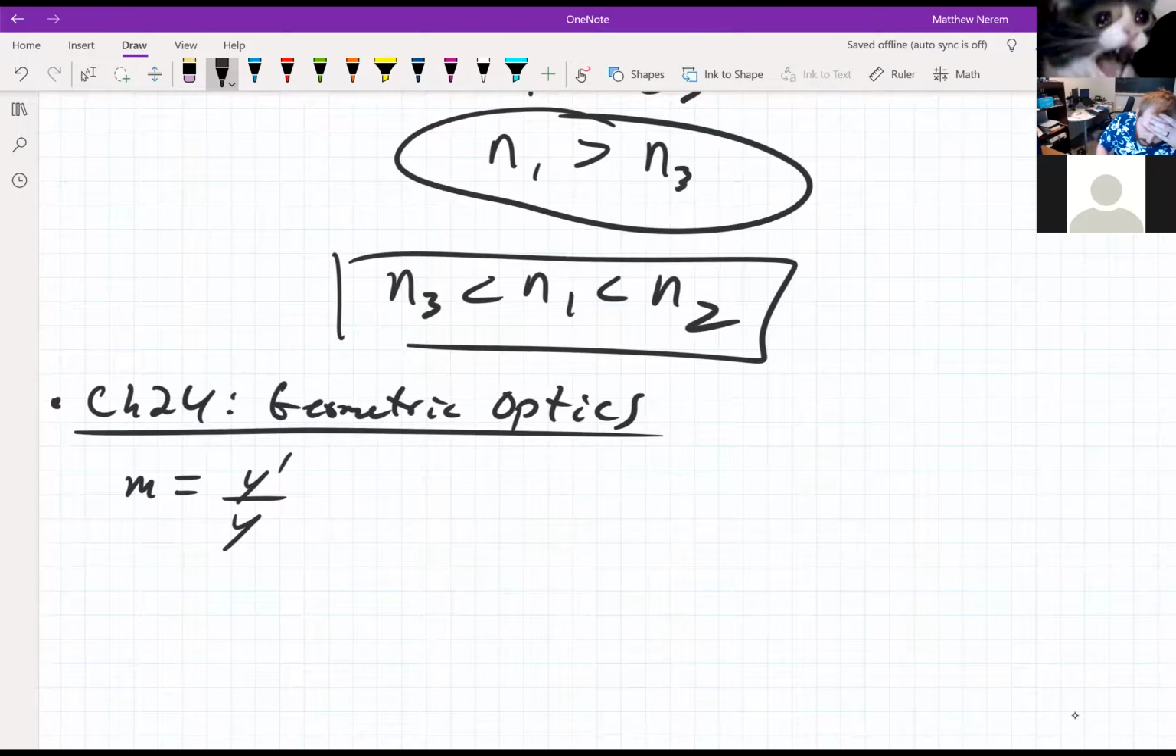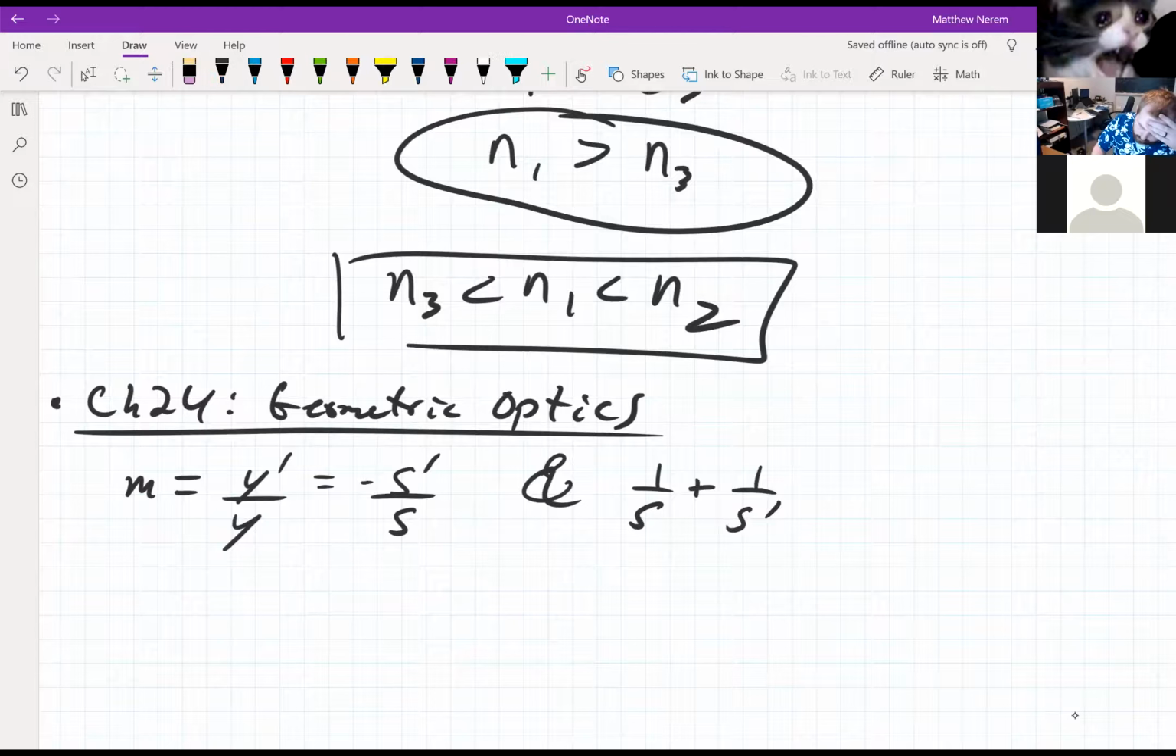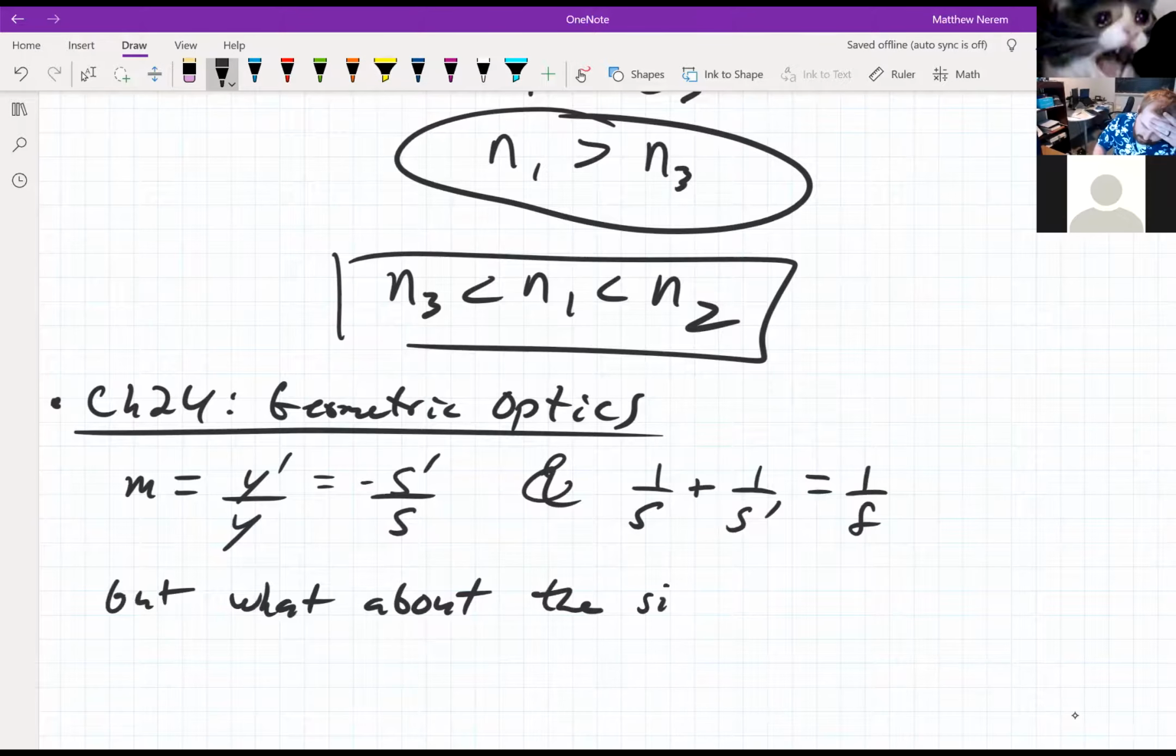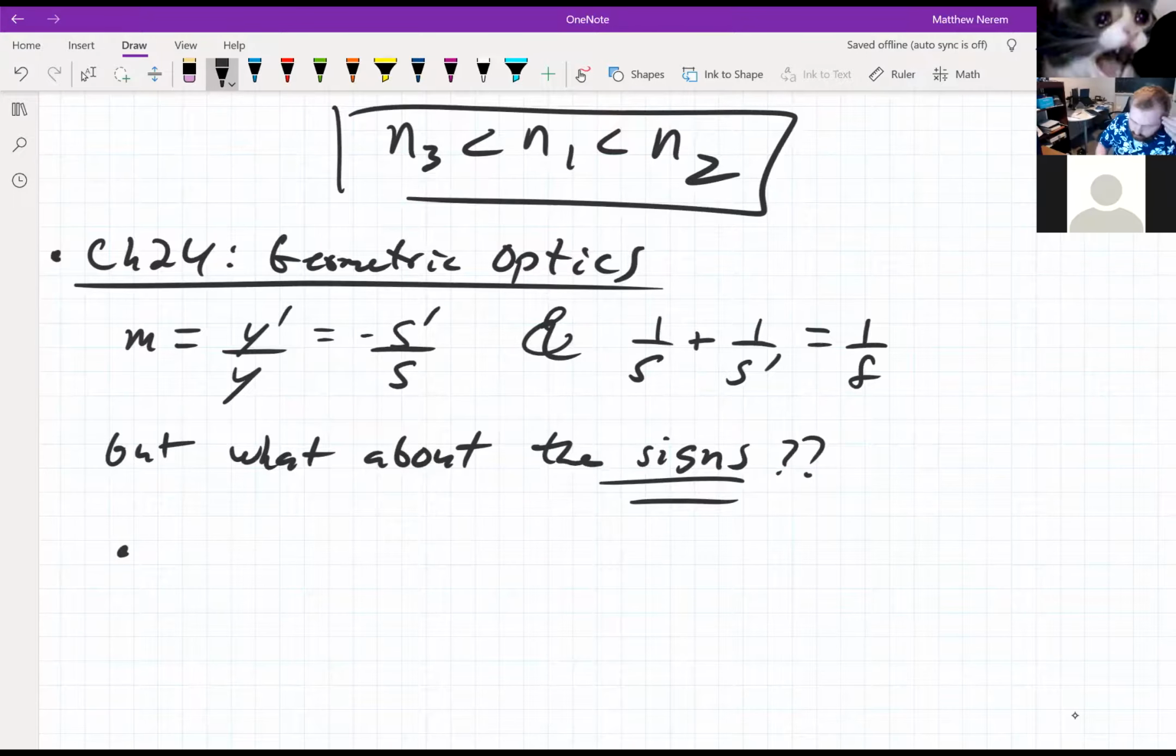Y prime over Y equals minus S prime over S. And 1 over S plus 1 over S prime. But what about the signs? What about the signs? I know that's the huge question, right? So, rules, right?